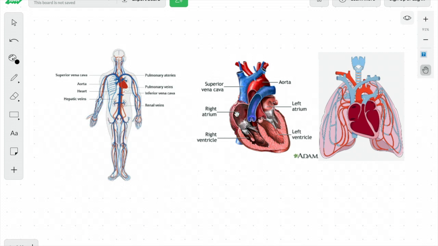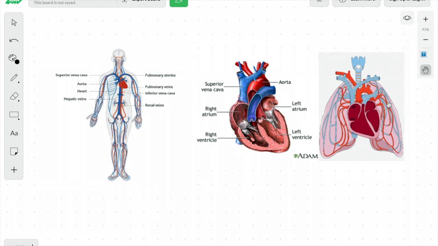From the right atrium, this deoxygenated blood moves towards the right ventricle. Where does the blood have to go now? Consider this is your right atrium, and this is your right ventricle. The right ventricle pushes the blood above into the pulmonary circulatory system, into your lungs. You can see this is still the deoxygenated blood.